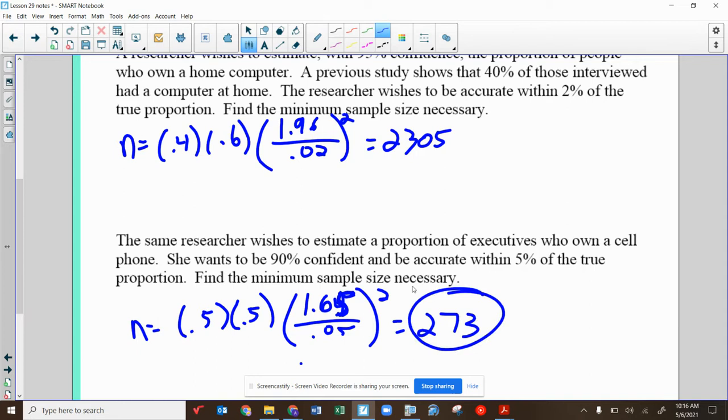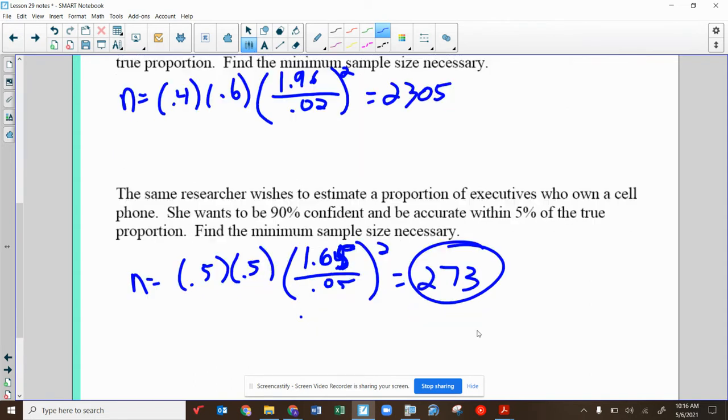All right, that's how you find sample size. That's lesson 29. Let me know if you have questions.